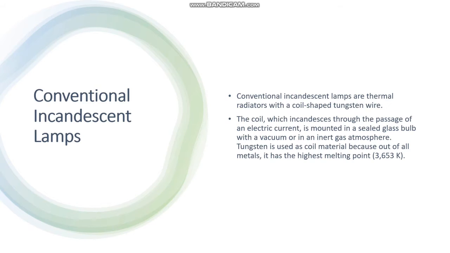Conventional incandescent lamps are thermal radiators with a coil-shaped tungsten wire. The coil, which incandesces through the passage of an electric current, is mounted in a sealed glass bulb with a vacuum or in an inert gas atmosphere. Tungsten is used as coil material because out of all metals it has the highest melting point.